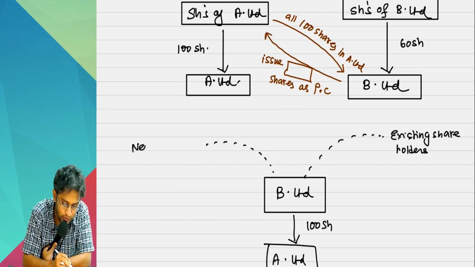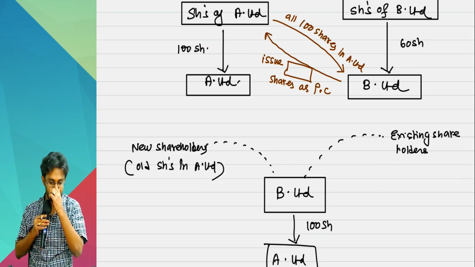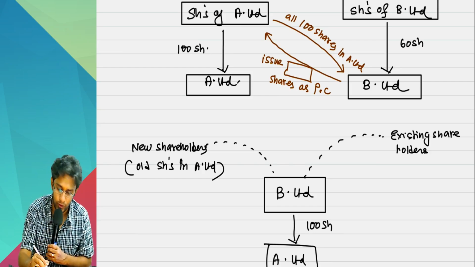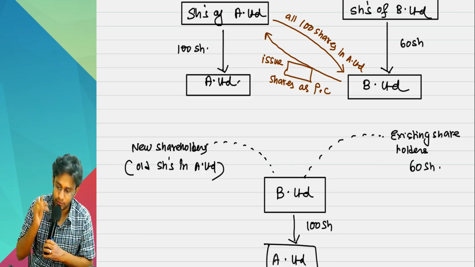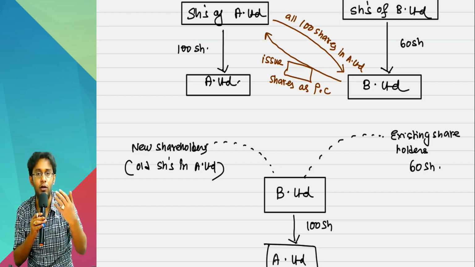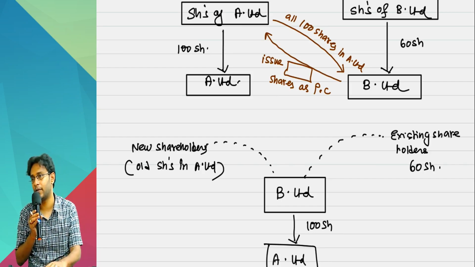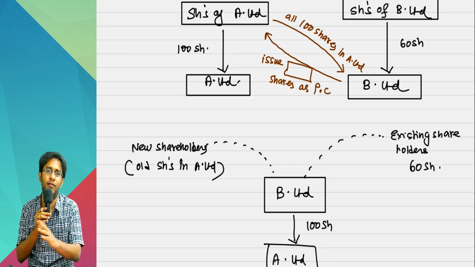The other one is new shareholders. New shareholders are actually the old shareholders in A Limited. Sir, what I know is these people are having 60 shares. This much I know. How many shares I would have given to A Limited shareholders, that only if you catch, the answer is over. The rest of the drama is very cheap, sir.